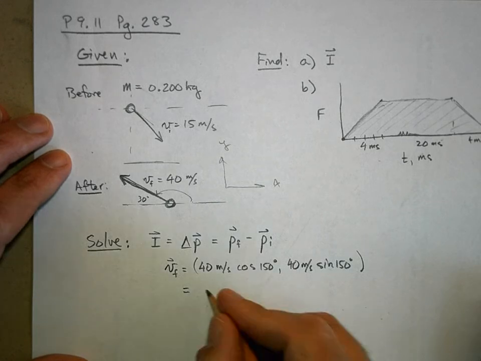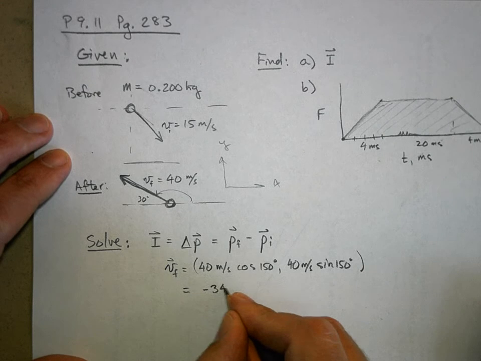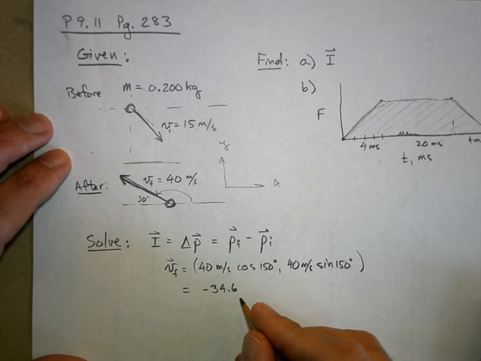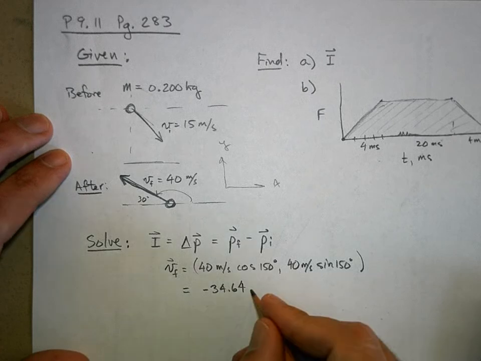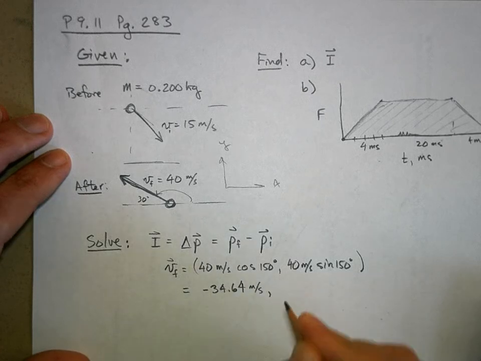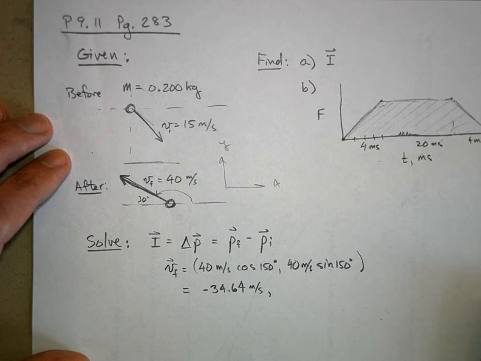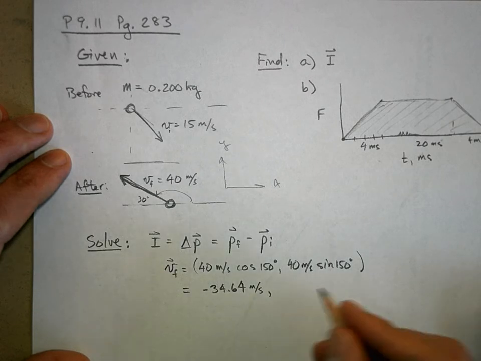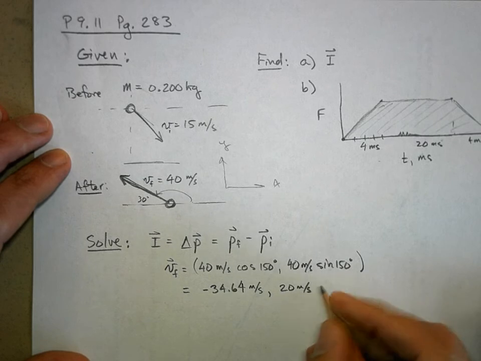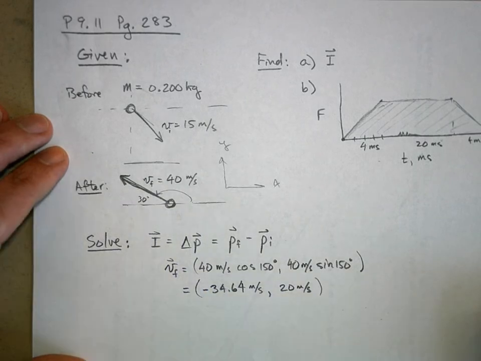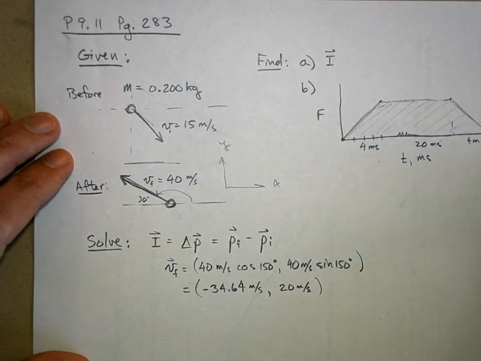So this turns out to be negative 34.6. We'll carry 4 significant figures just for now, meters per second. And then, oh, well, of course, this will be 20. Didn't need a calculator for that. So that's the final velocity.